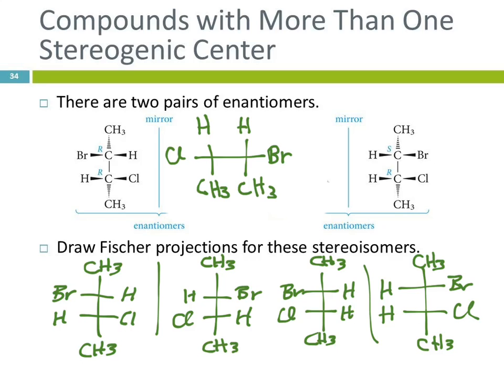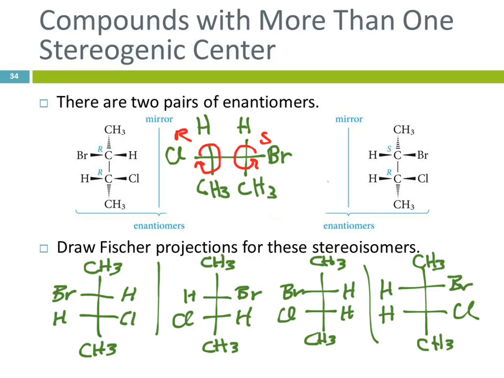Now we can look at the configuration with the hydrogen being in the back. The bromine's number 1, and this part is number 2, and this is number 3, and so this one's going around to the left, that one's S. And what do you know, that one's S. And if we look at this one, hydrogen's in the back, chlorine's number 1, this group over here is number 2, and this is number 3, and so this one's going around to the right.